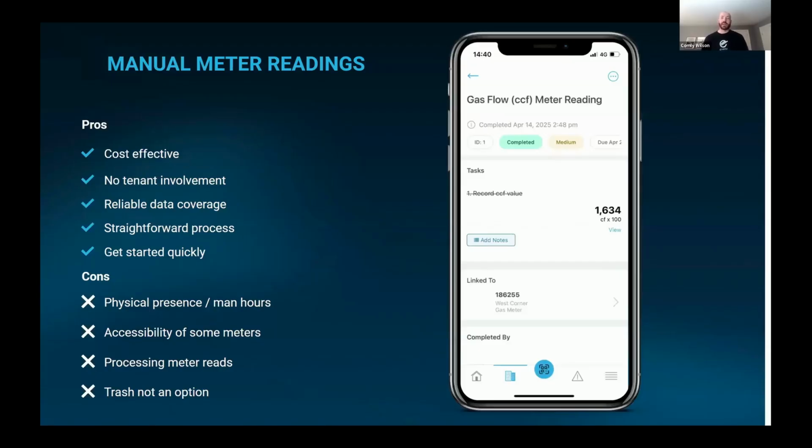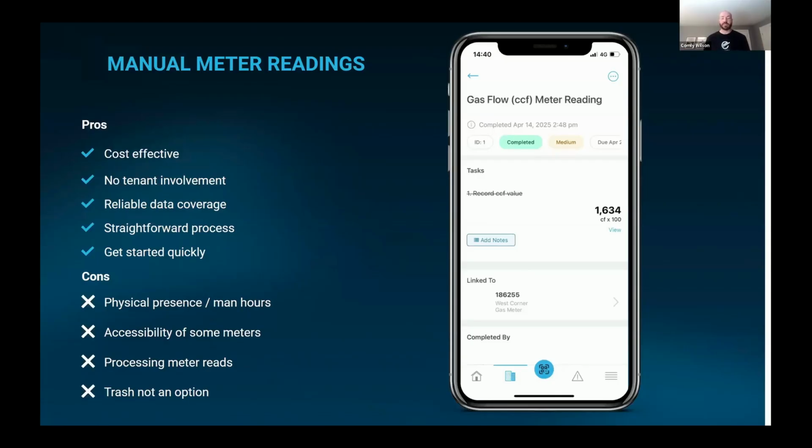Third approach, manual meter reads. So the idea here is, whether done in an app like on this page or on a clipboard, it's entirely possible for a human to walk up to a meter and write down the totalizer value and get that somehow into the database of record.